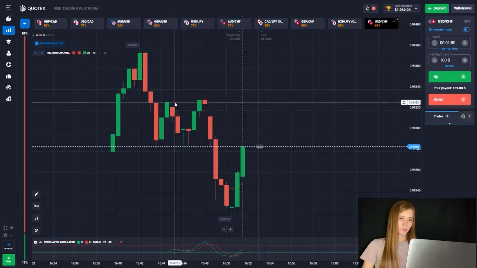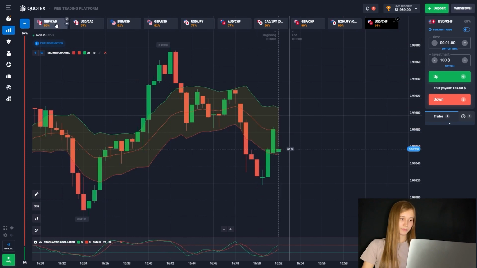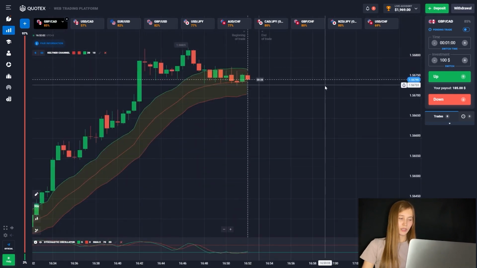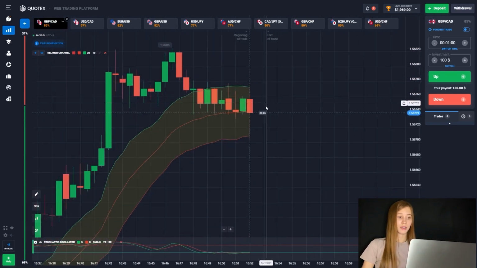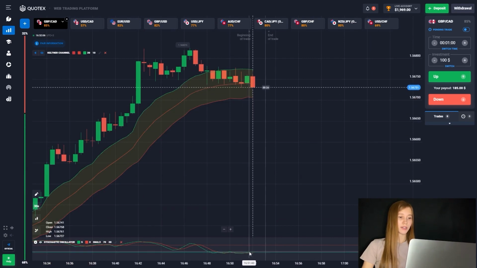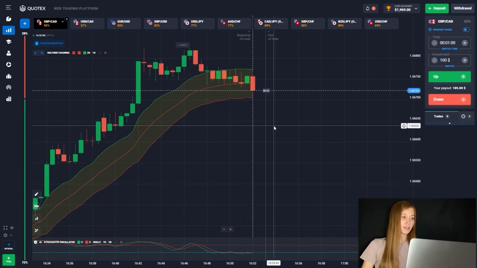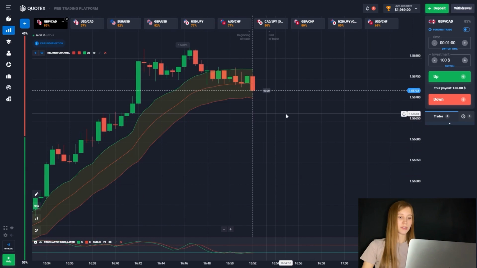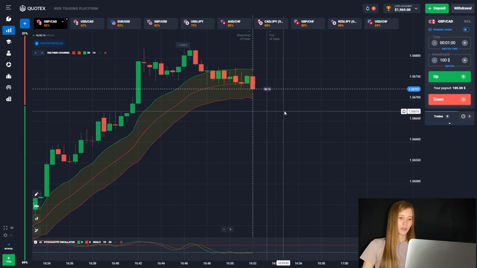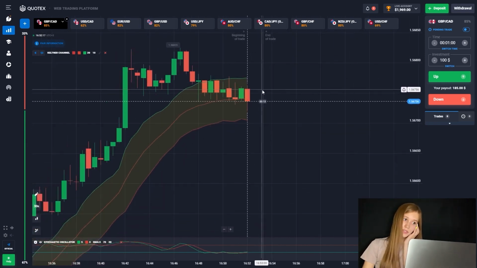So, I would say here, I like the movements. I think there should be an exit from this area. So, and let's see what happened.